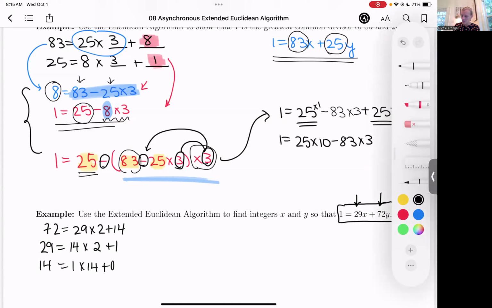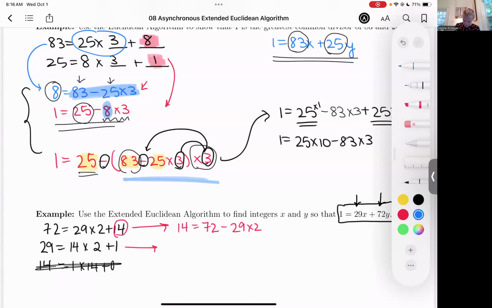Okay, so the extended Euclidean algorithm in the way that we're doing it here says forget that last line. In class, we're going to keep that line, so don't totally get rid of it. And now it says solve for the remainders in each of these equations. So in the top equation, I'm going to solve for the 14. So I'm going to get 14 is 72 minus 29 times 2.